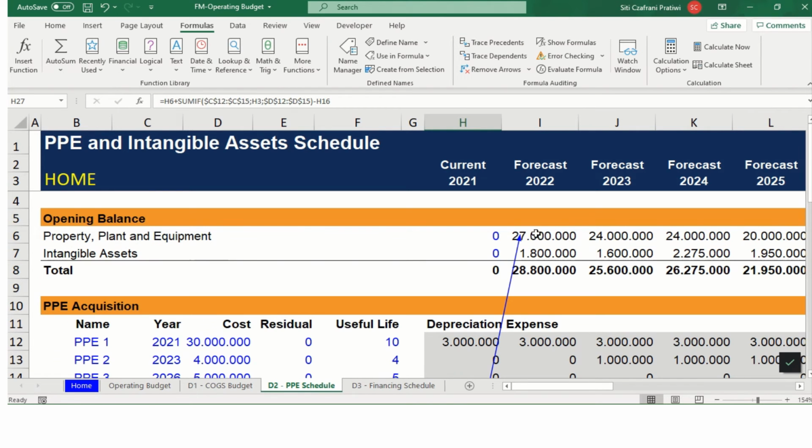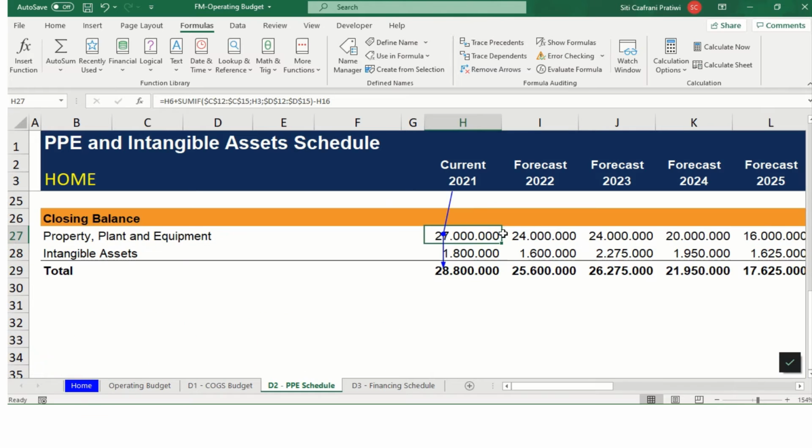So use 27 in here, from 27 the ending balance of PPE in year 2021. So that's all for PPE schedule.